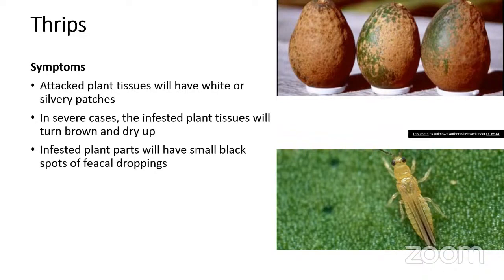When you look at the picture, the color is actually here, because when you look at the first one, it is completely covered by the infestation. Infested plant parts will have small black spots of fecal droppings. As they feed, they will be dropping fecal matter on the fruit. And when you look at it, you see small black droppings on the fruit, and it will tell you that your field is infested with thrips.